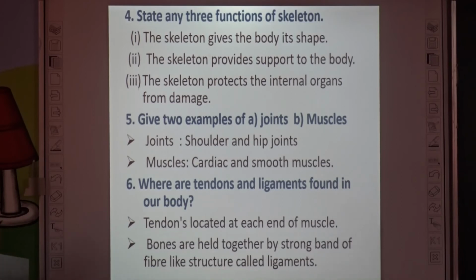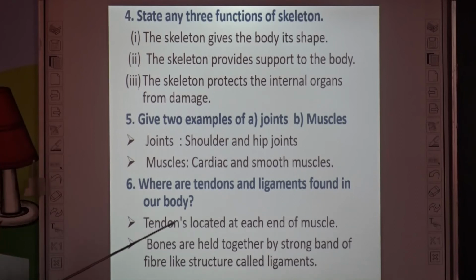For example, ankle, shoulder, elbow, in that they connect two bones. So where are tendons and ligaments found in our body? Tendons are located at each end of the muscle.